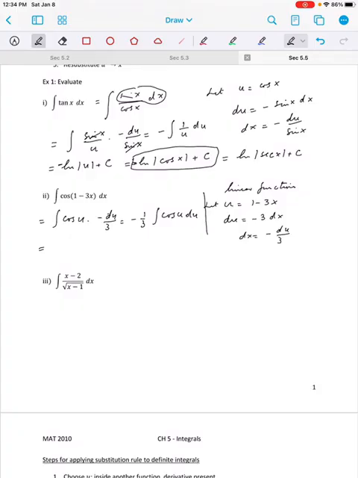which we can easily integrate. Actually, we can now consider the negative to be a part of the cosine, or we could have left it inside, so that we get negative 1/3 sine of u plus c. And now go back and substitute, so we get negative 1/3 sine of 1 minus 3x plus c. So that is our answer.